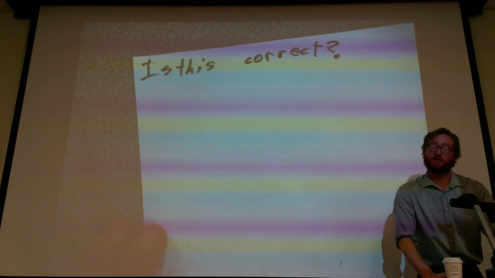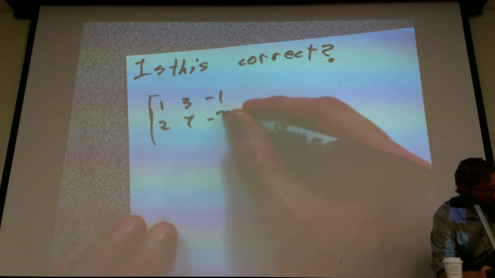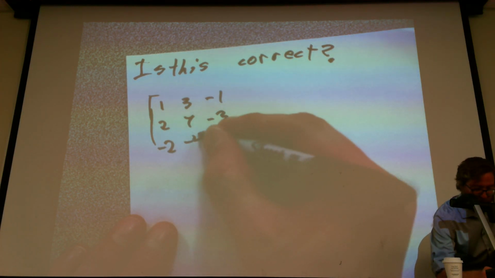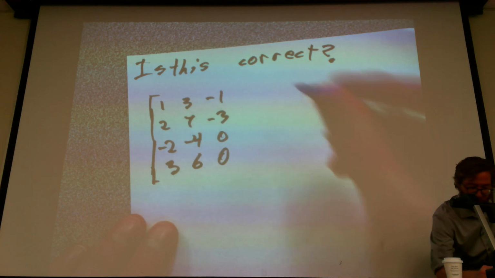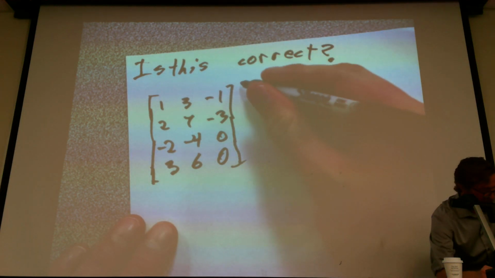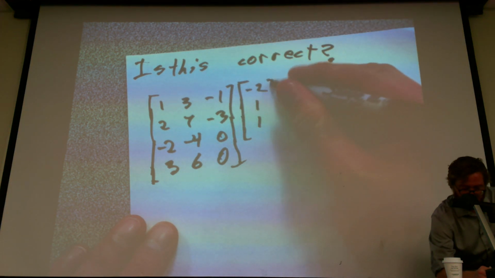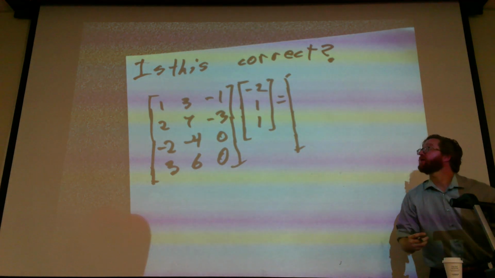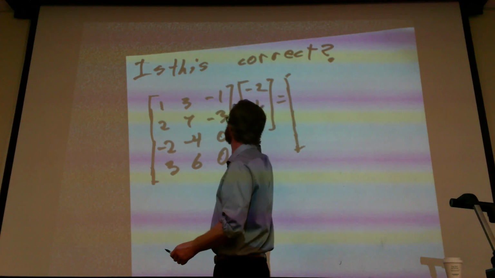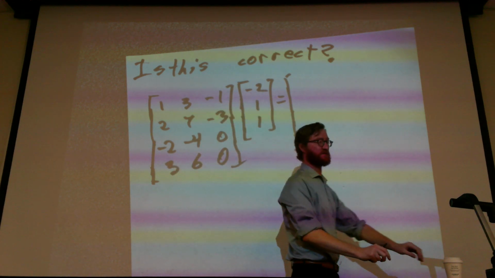So let's say the matrix with rows 1, 3, -1; 2, 7, -3; -2, -4, 0; and 3, 6, 0, and we're going to have this act upon (-2, 1, 1). Remember, these rows are going to hit it 4 times. So, straighten this up a little bit.